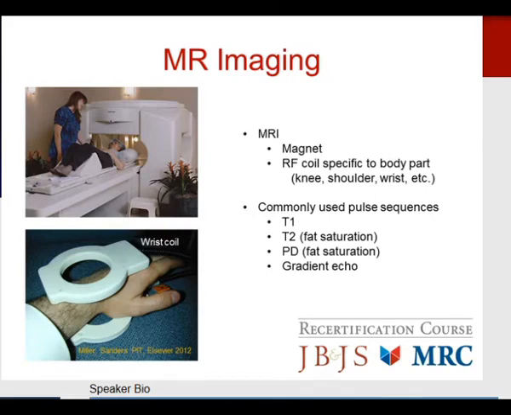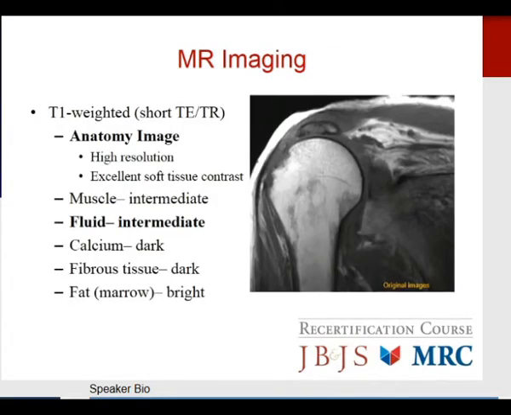And there's 4 standard pulse sequences that we use with musculoskeletal imaging. These are T1, the T2 weighted sequence, the proton density sequence, and then the gradient echo sequence. And we'll just speak briefly about these, why we use each of these, what they're good for in musculoskeletal imaging, and why we need the specific pulse sequences. So we'll start out with the T1 pulse sequence, and this is typically referred to as the anatomic image.